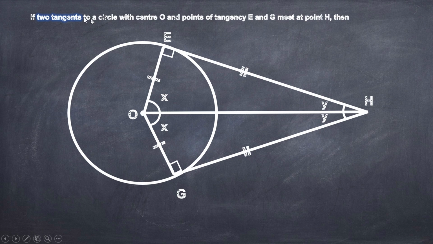If two tangents to a circle with center O and points of tangency E and G meet at point H, then EH is equal to GH, which means both of these lines are the same length. And then angle EOH and angle GOH are equal. So these two angles are also equal.